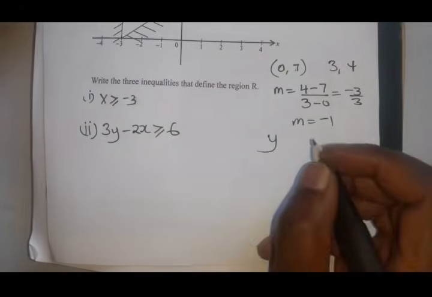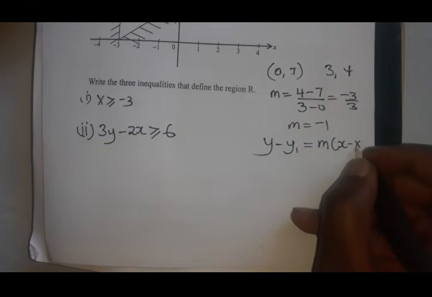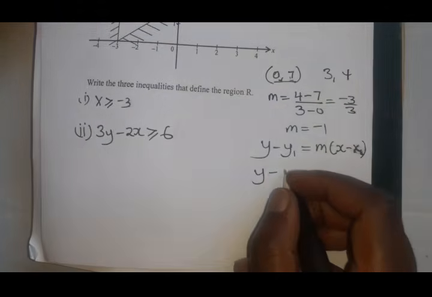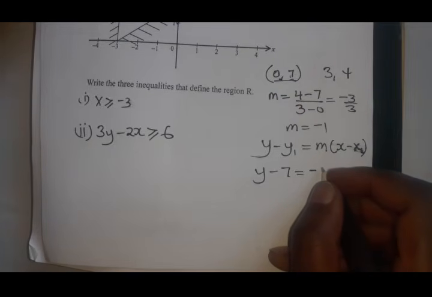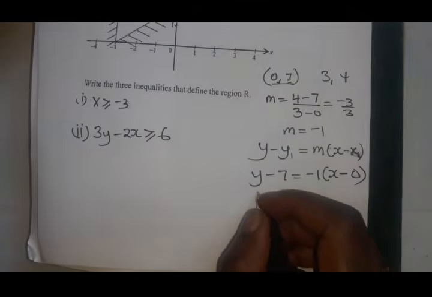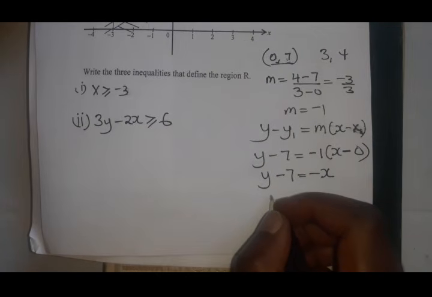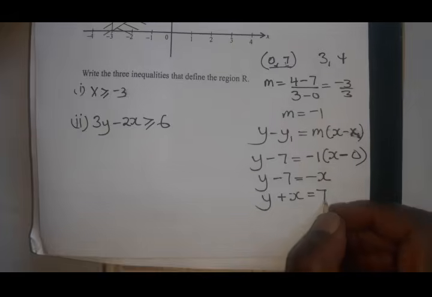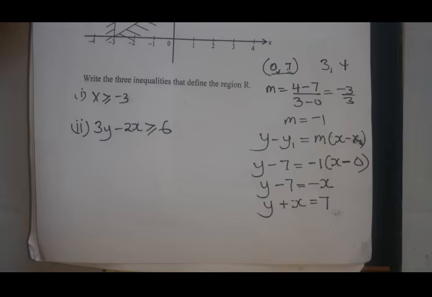Then now we find the actual equation. So we can use this one here. y minus y1, which is 7, is equal to our gradient, which is -1, times x minus 0. This 0 here. So we have y minus 7 is equal to -x. So this could be y plus x is equal to 7. The 7 goes the other side there. That is what we're going to have.